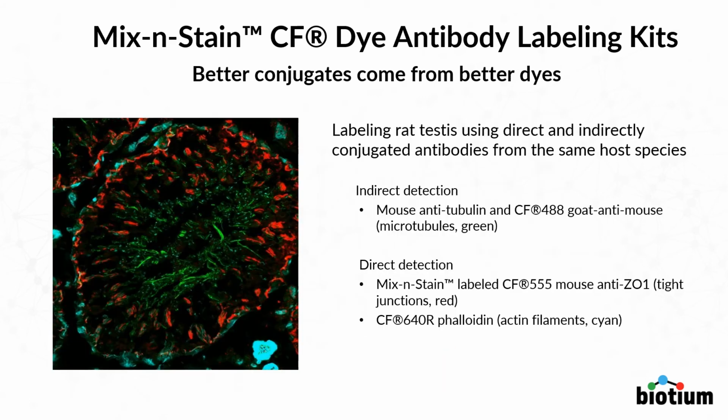And so all these advantages can actually lead to really beautiful images like this one. This is actually an example of rat testes that were labeled with both indirect and direct detection. The indirect detection was performed using an anti-tubulin antibody that was detecting microtubules in green using a secondary antibody, and the direct detection was performed using a mix and stain labeled tight junctions marker that is labeled here in red, and an actin filaments marker that was labeled using a phalloidin conjugate, which is in cyan.